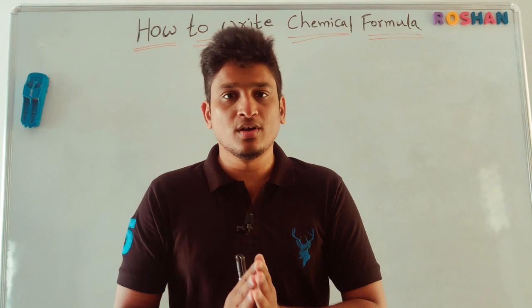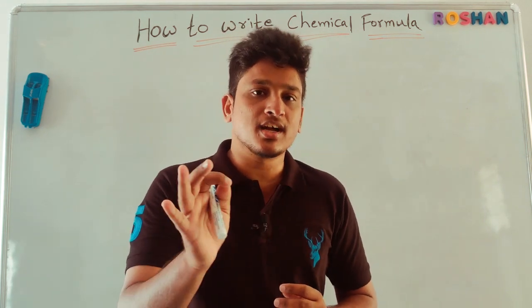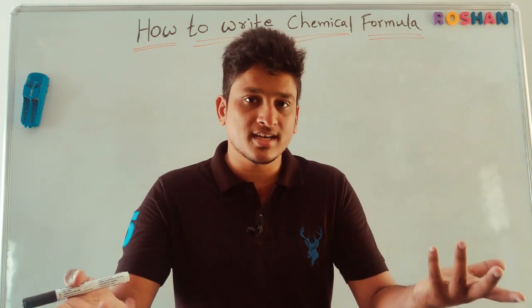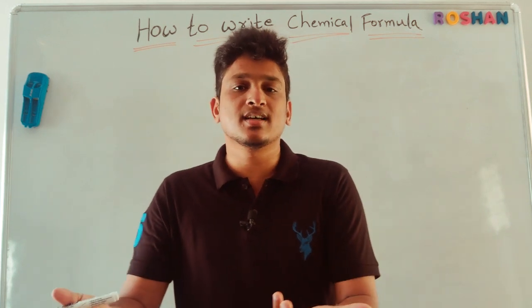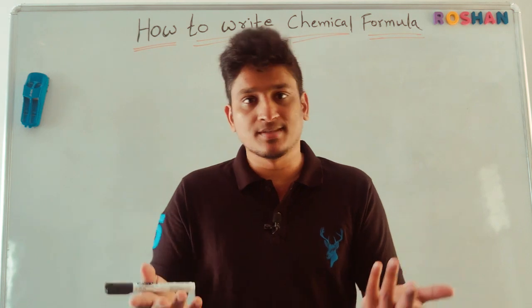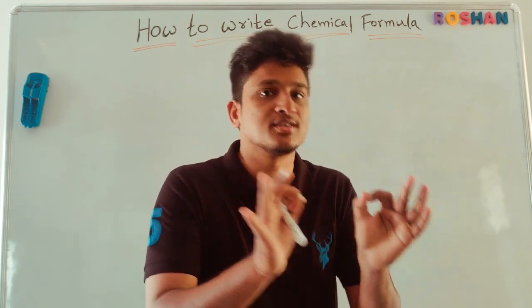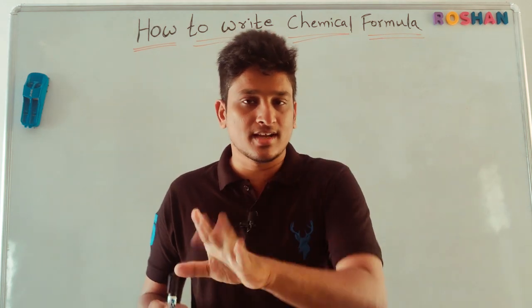Even before that video, we discussed ions. Yes or no? What are ions, students? Ions are the charged particles. How many types are there? Cations and anions. Cations are the positively charged particles. Anions are the negatively charged particles. So why am I talking about ions? Because we are going to write the formula from these ions only. You already know cations and anions, students.